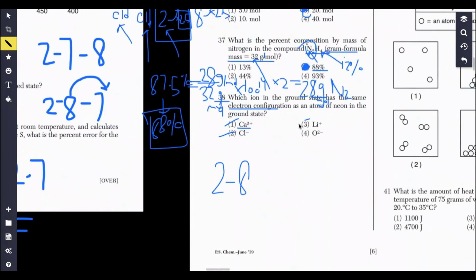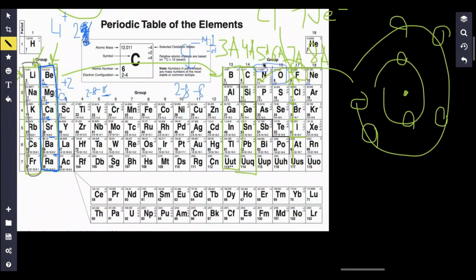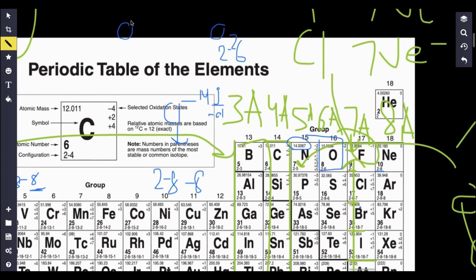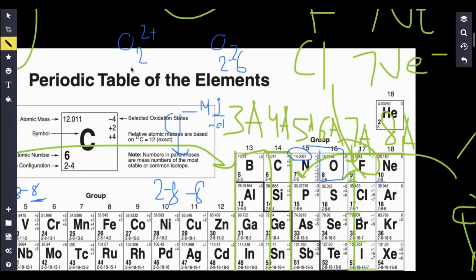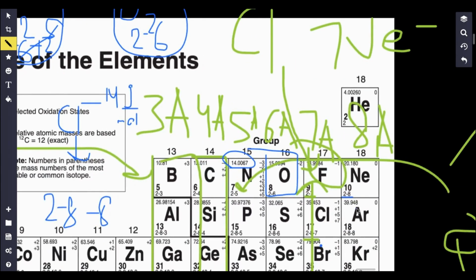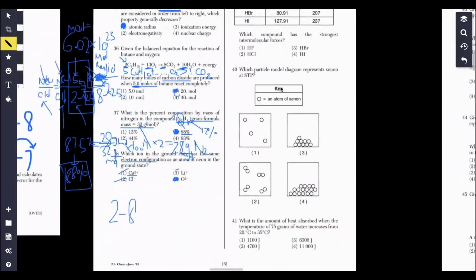So the answer has to be O2-, right? Imagine if you have oxygen. Oxygen has electron configuration of 2-6. Now, what about O2-? Well, what's going to happen is it's basically going to be the same electron configuration as the original oxygen, except that you gained 2 electrons. So imagine if it's the same electron configuration as this oxygen right over here, except you gain 2 electrons. So 6 plus 2 gives you 8. And 2-8 is the same thing as neon. So yeah. All right. Let's continue.